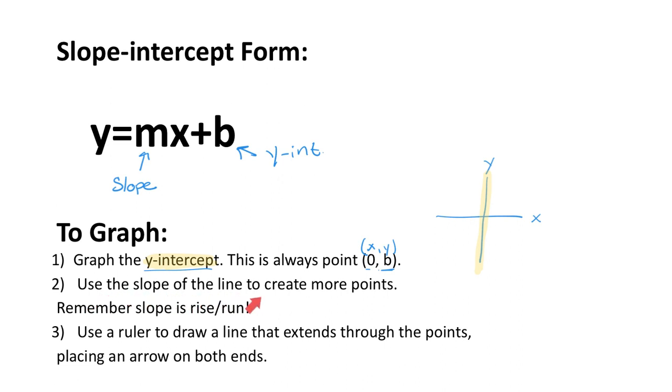Use the slope of the line to create more points. Remember, the slope is rise over run. So once you have where the line will cross the y-axis, you're going to use the slope, okay? And so either we're going to go up and over to the right or up and over to the left, positive slope or negative slope. You can use the ruler to draw a line through your points to connect them and then put arrows on both ends. And that is how you graph using the slope-intercept form.